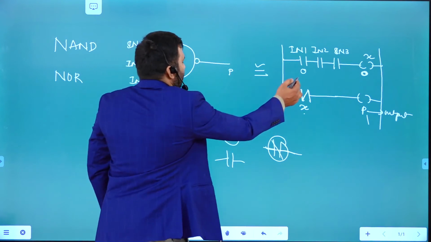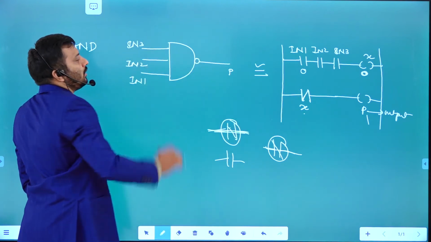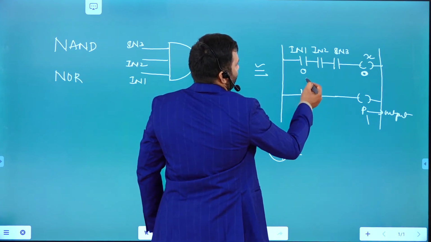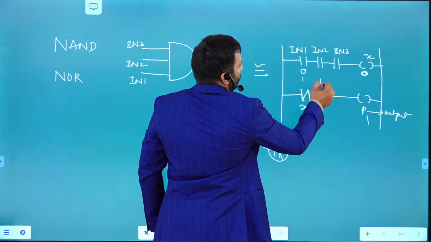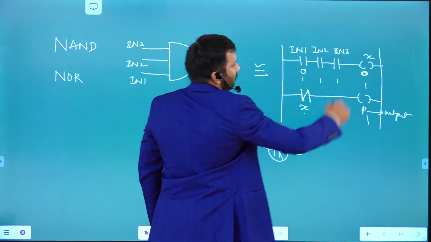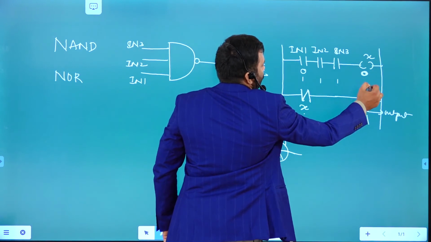So that is it. If any one is 0, the output is going to be 1. If all are ones, for example if all inputs are ones, then what will happen? This is going to be 1. This output X is going to be 1.